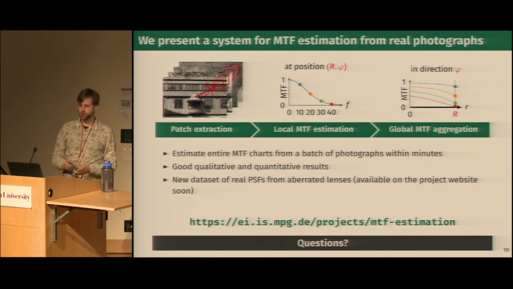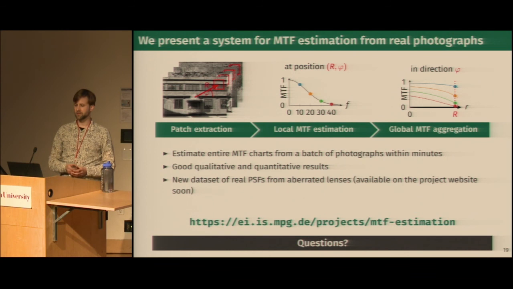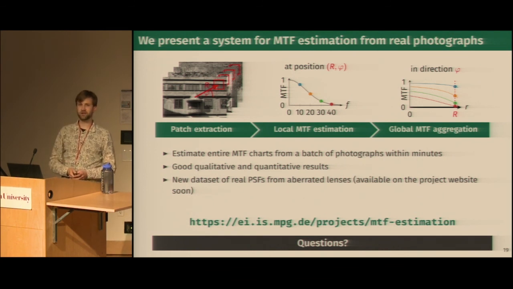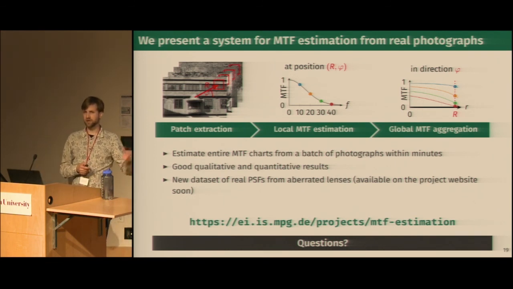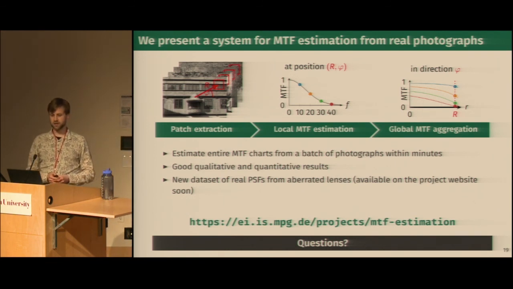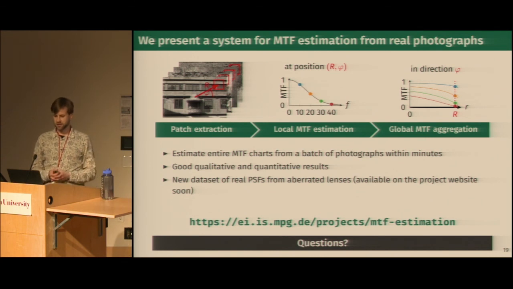Okay, with this I want to conclude. We present a system for the automatic estimation of the modulation transfer function directly from real photographs. It consists of three parts: we first extract patches and estimate the MTF locally in these patches, and then we aggregate this information into a global chart. Starting from the stack of images, we can estimate the modulation transfer function or the entire chart within a minute or two on a modern GPU, even for a 50 megapixel image as used in these experiments.